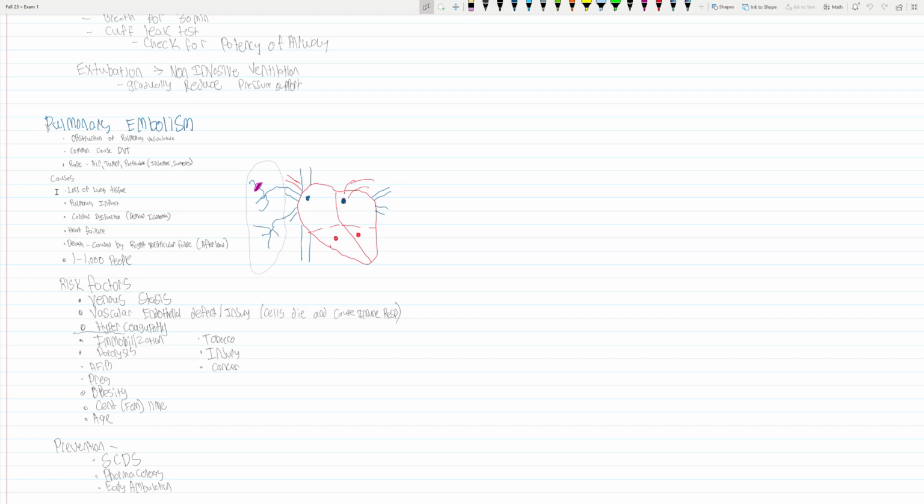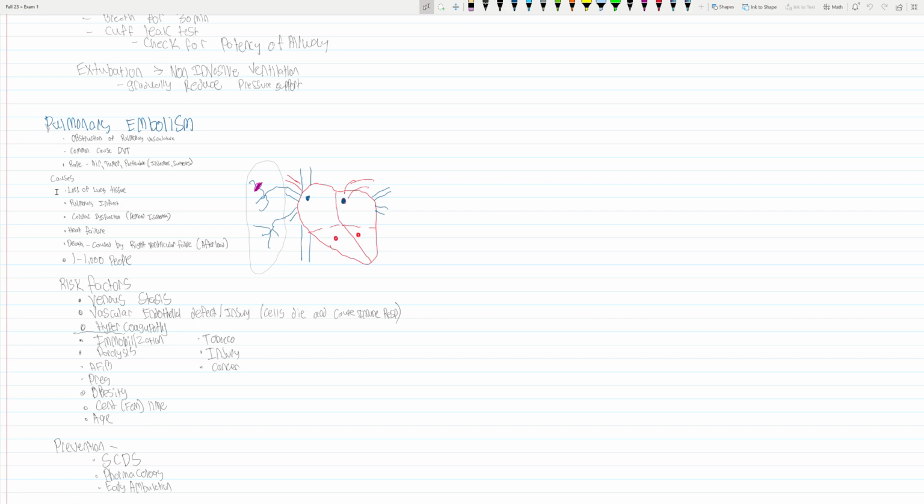This is what a PE can cause. Sorry, it's not what causes a PE, but what can happen because of a PE. We can have loss of an entire lobe or an entire section of a lobe. We can have an infarct of the actual blood supply that's feeding the lung.